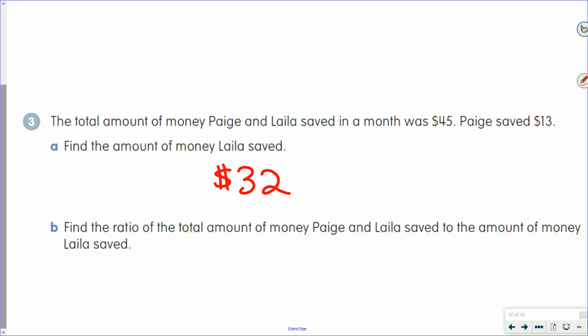So we want to find the ratio of the total amount of money Paige and Layla saved. Well, the total amount of money was 45. And we're comparing that to the amount of money Layla saved, which is 32. So 45 to 32.